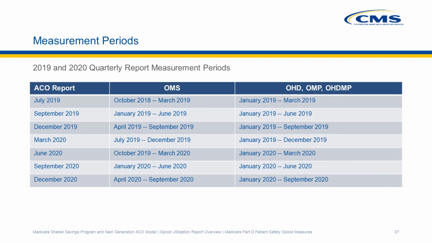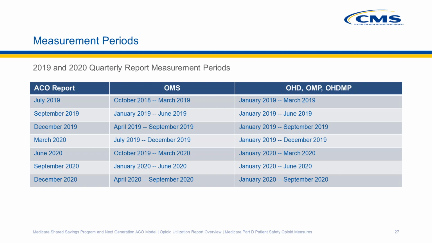We described the OMS criteria and the 3 NQF-endorsed opioid metrics included in the report. We would like to note that, as displayed in this table, they have different measurement periods. The OMS criteria is applied to a rolling 6-month period that shifts by 3 months with each quarterly report. The July 2019 report used prescription and other claims with dates of service from October 1, 2018 through March 31, 2019 that were submitted and processed through April 30, 2019.